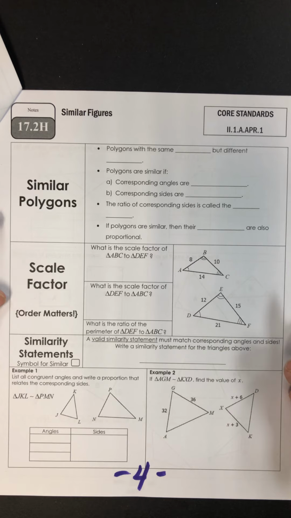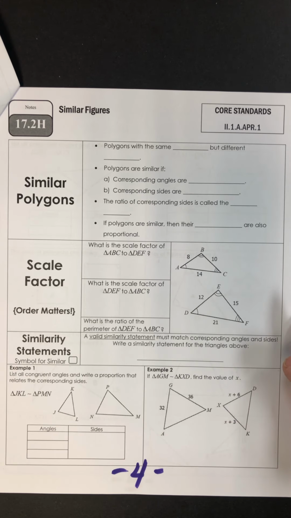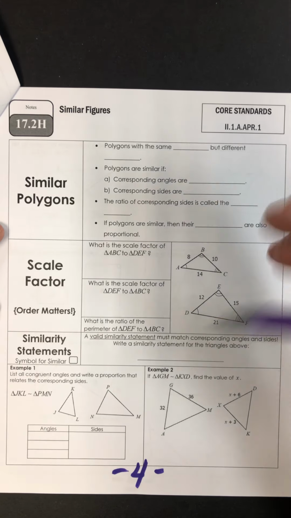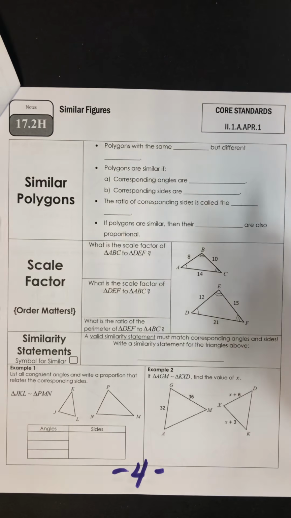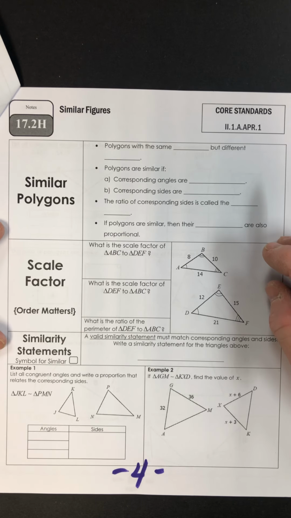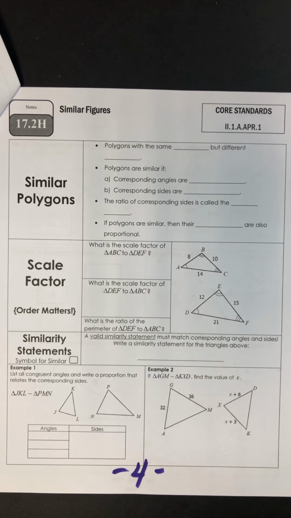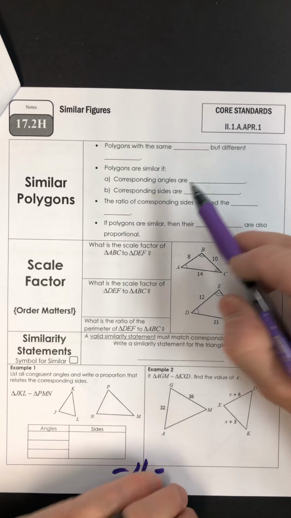17.2. Now we're going to talk about similar figures. We talked about congruent before. Now we're going to talk about similar. We use kind of the same types of rules with similar triangles or polygons in general. If they're similar, let's start with the notes.